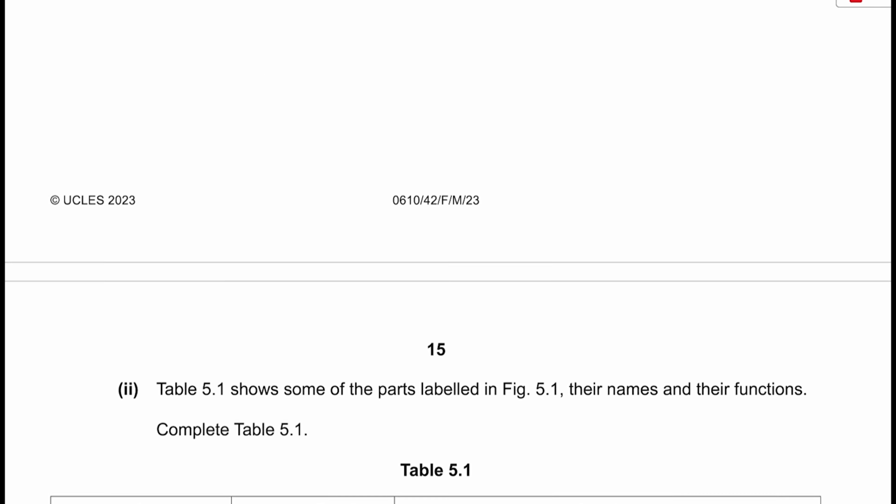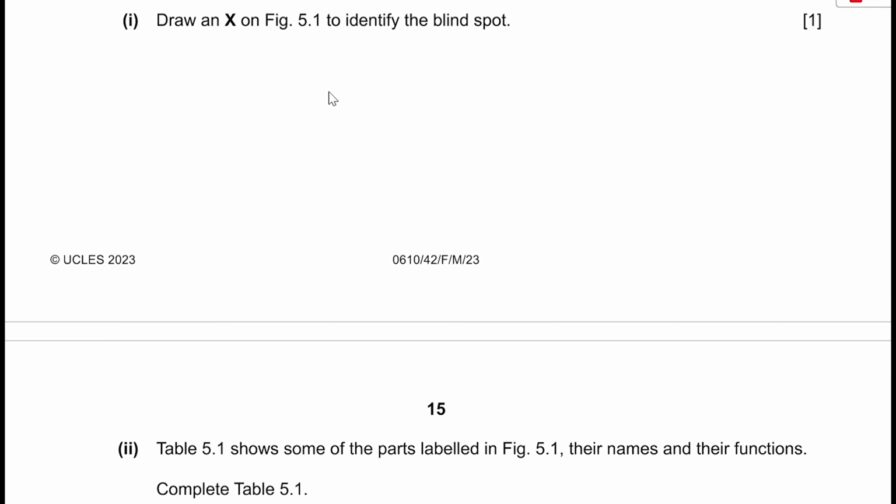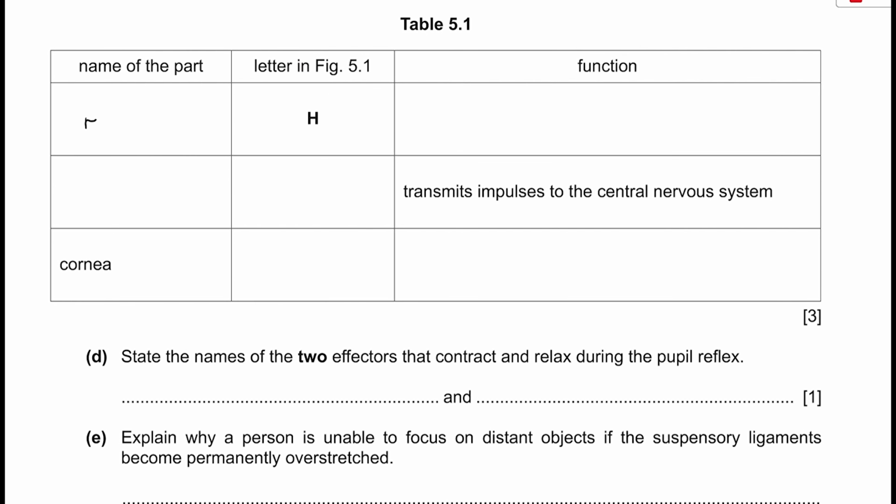Now we go back to the diagram and look for letter H. Okay, so that is letter H. From the diagram here, this part usually represents the retina. So the name of this part is retina. Now what is the function of the retina? It contains light receptor cells. It contains rods and cones that respond to what? To light. So we would say that it contains rods and cones that respond to light.